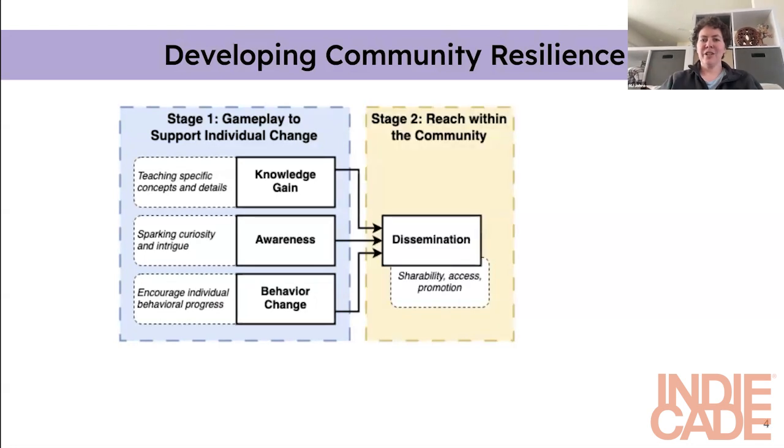The second stage of developing community climate resilience is reach within the community. And this happens by dissemination or distribution of the information. So with games, you think about how are you getting your game out into the places where people need to be playing them? Do you make your game easy to be shared, easy to be accessed, etc.?